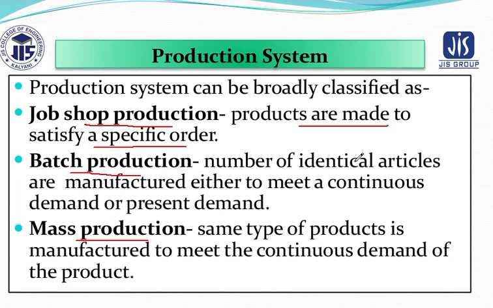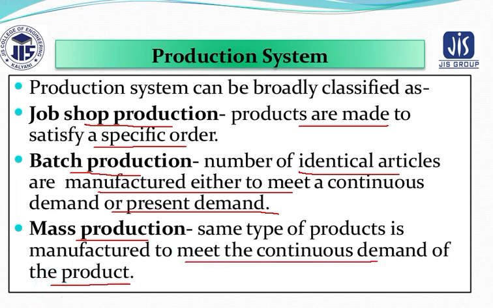If I talk about batch production, then I must say a number of identical articles are manufactured either to meet a continuous demand or present demand. And mass production is the same type of product manufactured to meet the continuous demand of the product. So if I summarize, if I want to satisfy a specific order, then I should go with job shop production. But if I want to create a number of identical articles through manufacturing, either to meet a continuous demand or the present demand, then I must go with batch production. And if you want to manufacture the same type of product to meet the continuous demand of the product, then it is termed mass production. So mass production means you are generating the product in a huge amount.